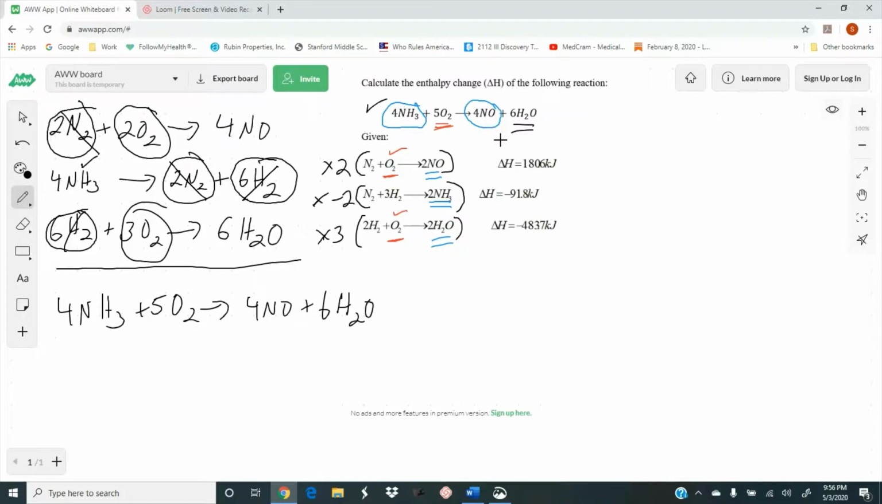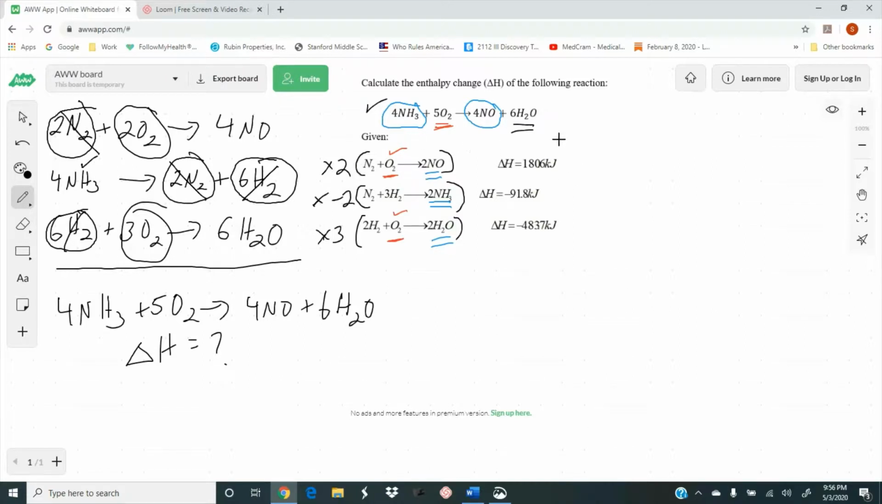Remember, what we're looking for here is, we have this equation. We need this equation. What we want is the delta H. What is the delta H? Well, in order to get the delta H, what we're going to do is take the delta H's of these 3 equations, and whatever we did to the equations here, mathematically, we're going to do the same thing.